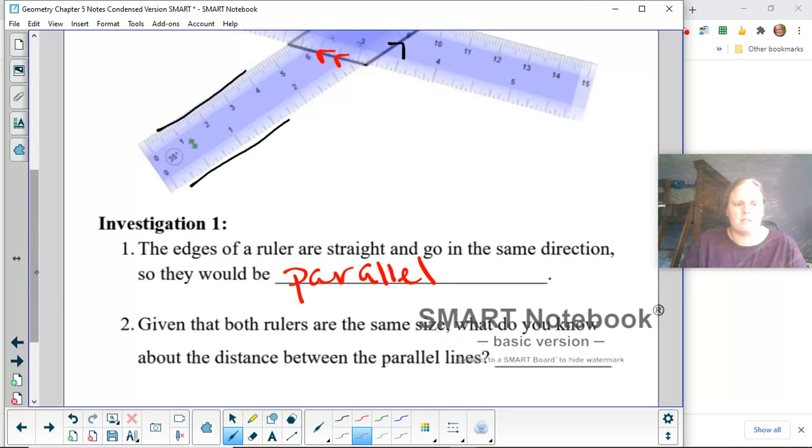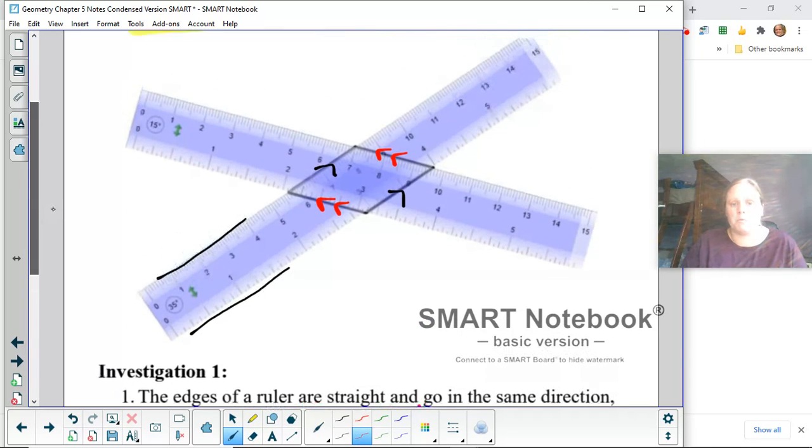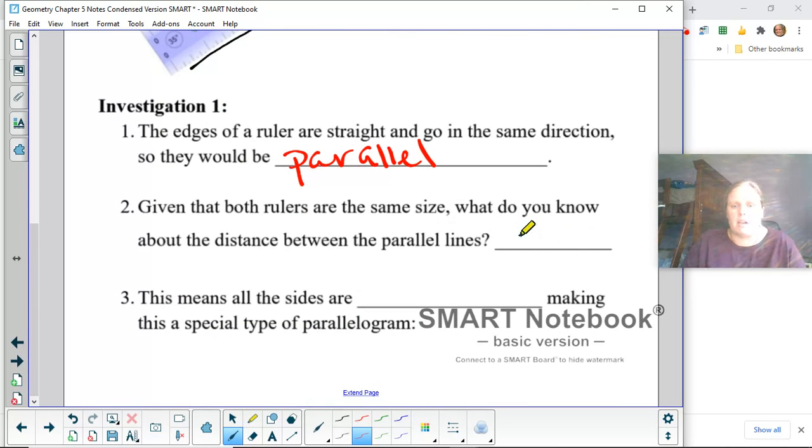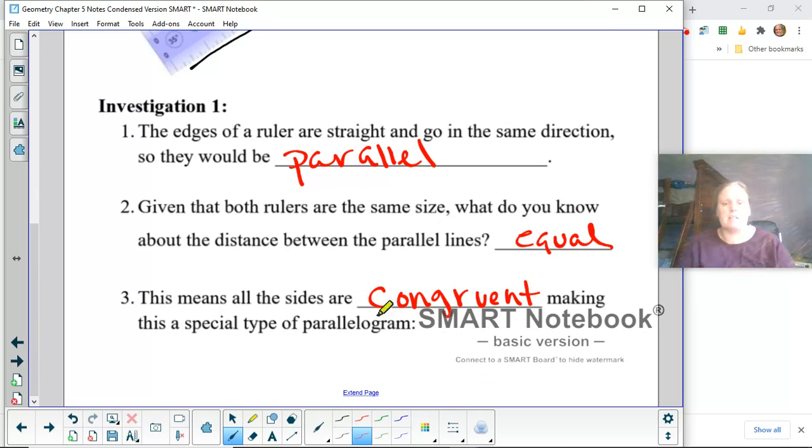Now, question 2 says, because these two rulers are the same type of rulers, and they were purchased at the same store, same manufacturer and everything, the distance across the rulers are going to be the same on both rulers, which means the width, when I go across here, is going to be the same for each of these sides. So not only are my sides parallel, but the distance between the parallel lines is equal. And that means all the sides are congruent. Now, because all the sides are congruent, we have a special type of parallelogram.